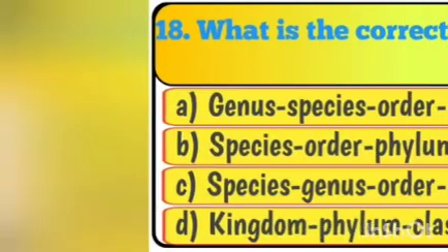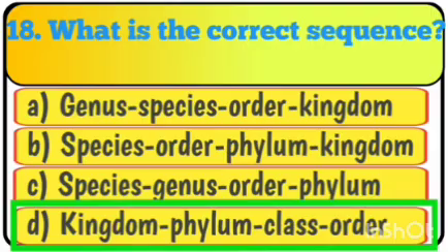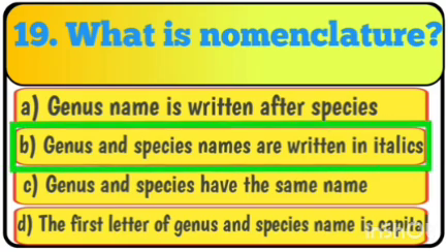Species. Next, what is the correct sequence? A. Genus, species, order, kingdom, B. Species, order, phylum, kingdom, C. Species, genus, order, phylum, D. Kingdom, phylum, class, order. Correct answer is option D. Kingdom, phylum, class, order. Next, what is true about nomenclature? A. Genus name is written after a species, B. Genus and species names are written in italics, C. Genus and species have the same name, D. The first letter of genus and species name is capital. Correct answer is option B. Genus and species names are written in italics.